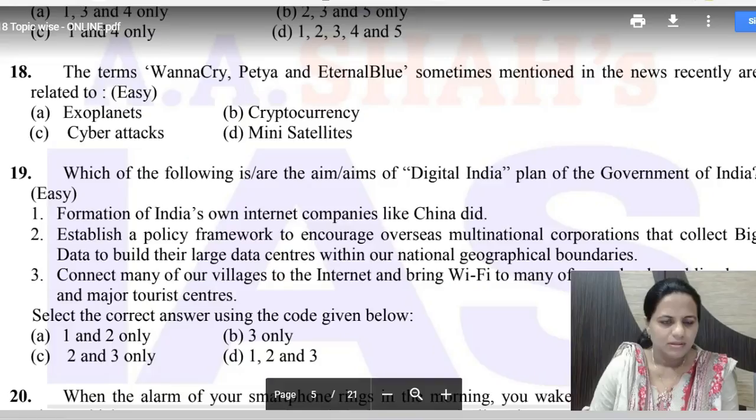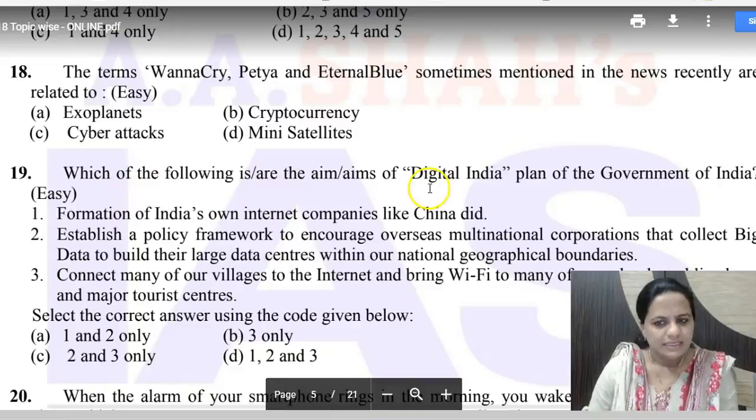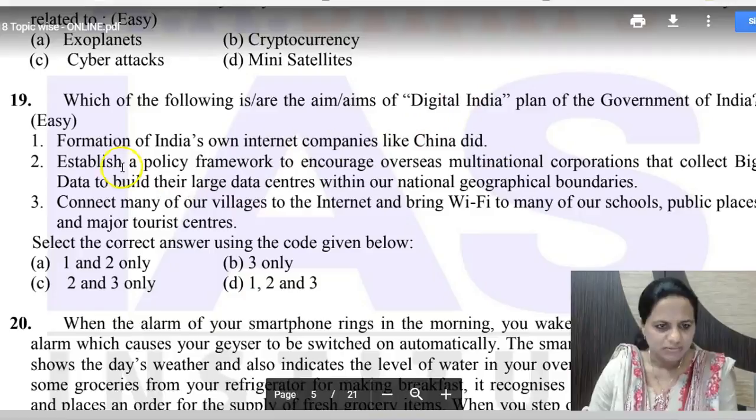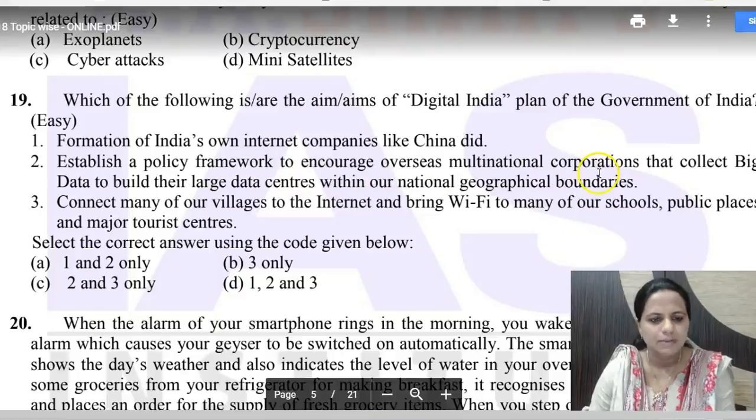Then regarding Digital India too, what is the aim of the Digital India plan of the Government of India? The three statements given are, first, formation of India's own internet companies like China did. The Digital India campaign, as we know, is a push for digitization. So this is one statement given. Second, it says, establish a policy framework to encourage overseas multinational corporations that collect big data to build their large data centers within our national geographic boundaries. So we don't want foreign big data being collected in India. That's not the idea of Digital India.